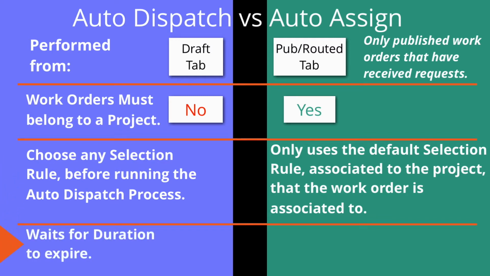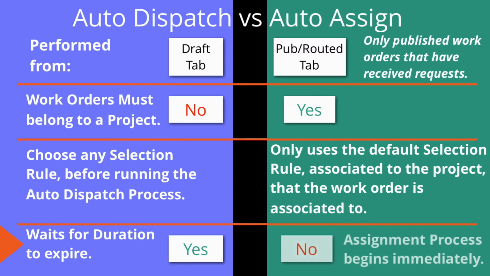Auto-dispatch work orders require the user to set a duration of time before the automated assignment can occur. This duration of time is required so that the work orders can collect requests by the interested providers. Auto-assign occurs immediately. The process itself may take a few minutes based on the number of work orders that you've selected and the number of requests that those work orders have received and need to be evaluated.